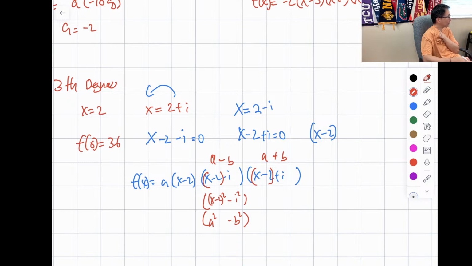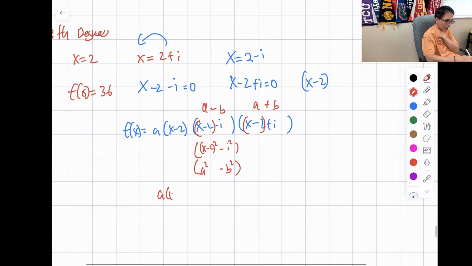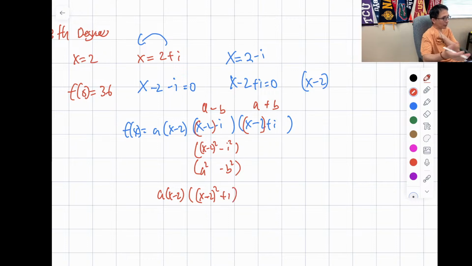What is i squared? -1. So that's going to be a times x minus 2 times, sorry, not x squared, x minus 2 squared plus 1. So now I take those two complex solutions and join them together, and they actually go away. You put parentheses around the first two terms, and then you can say, oh, okay, that's just the difference of squares. A difference of squares is a squared minus b squared, so it'll be x minus 2 squared plus 1.